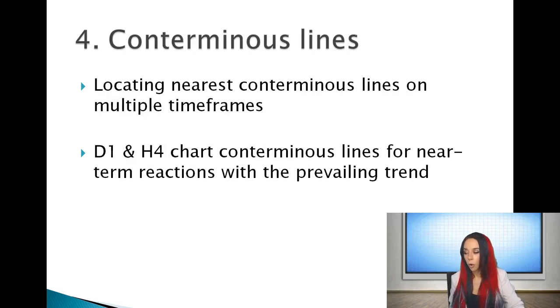And finally, step 4 will be to locate your conterminous lines on a monthly, weekly, daily, and a 4-hour chart. You still need to mark the opposing areas as well, because that would signal that you need to take your profits there. Or at the very least, if you haven't been able to position yourself with the prevailing trend, those opposing lines will give you an indication that you're not supposed to be going in there because it's an opposing zone. So you want to avoid trading into zones that are against the prevailing trend at all costs.